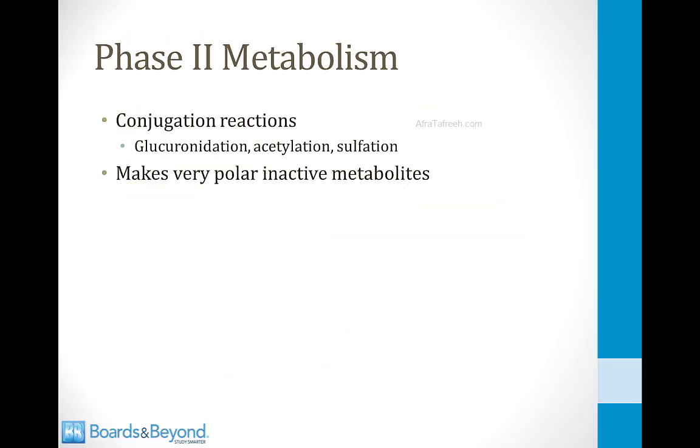Now let's talk about the phase two metabolism reactions. And these are generally conjugation reactions. They fall under the type of reactions called glucuronidation, acetylation, or sulfation. And once again, you don't need to know the organic chemistry of all these reactions. You should just be familiar with the names. And phase two metabolism generally produces very polar inactive metabolites that go to the kidney to get excreted.